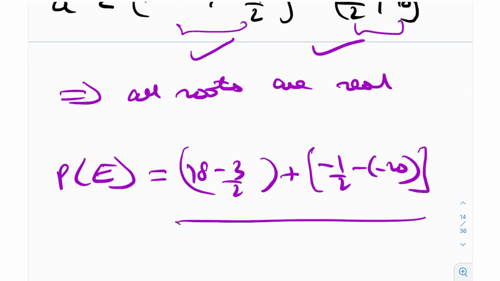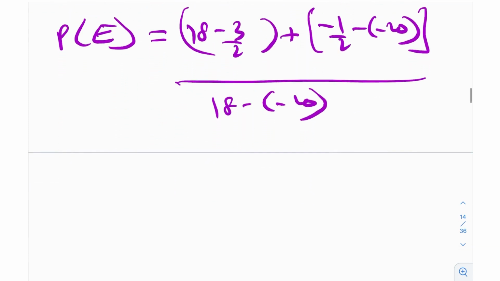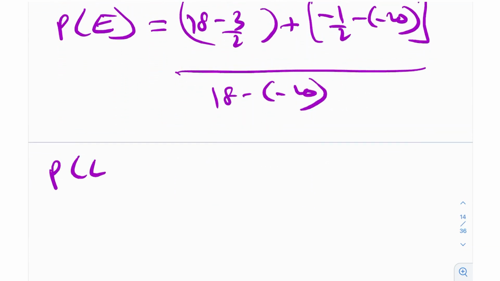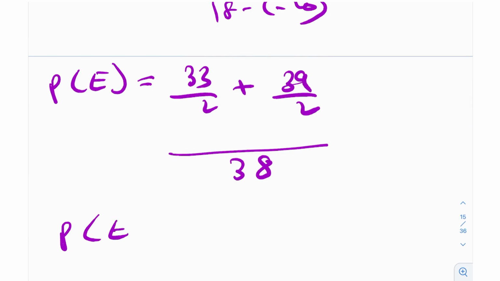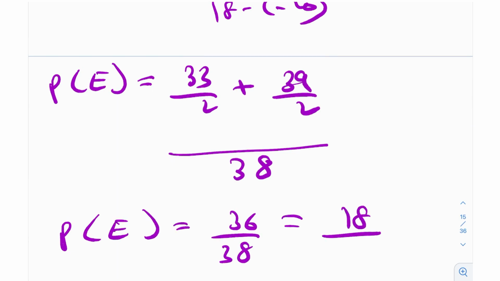So the total distance was from negative 20 to 18. So I can write this as 18 minus negative 20. Basically the distance, right, on the number line. So the probability would simply be 18 minus 3 by 2, which is 33 by 2, and this becomes 39 by 2 divided by 38. And this probability then simply comes out to be 36 divided by 38. It so happens to be 18 divided by 19 in the simplest form.